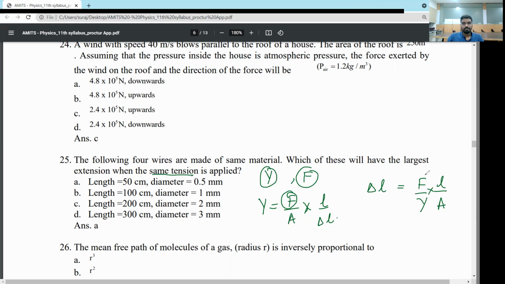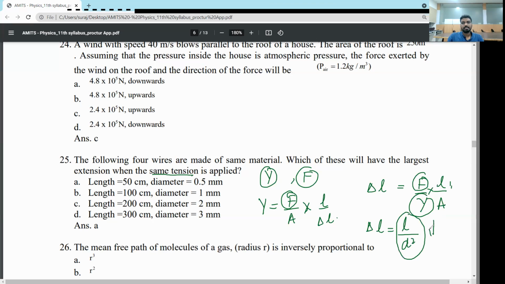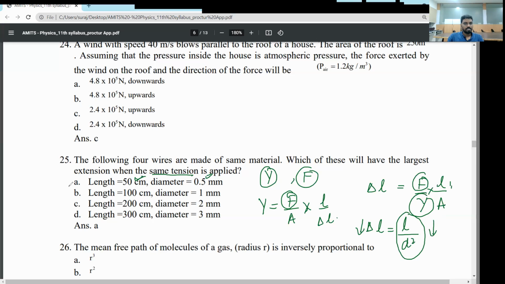Now force is same, Young's modulus is same, L by A. Now you just need to make a ratio of what? L by d square. Whosever ratio is less, its extension will be less. You just need to make a ratio L by d square. Okay, so option A.